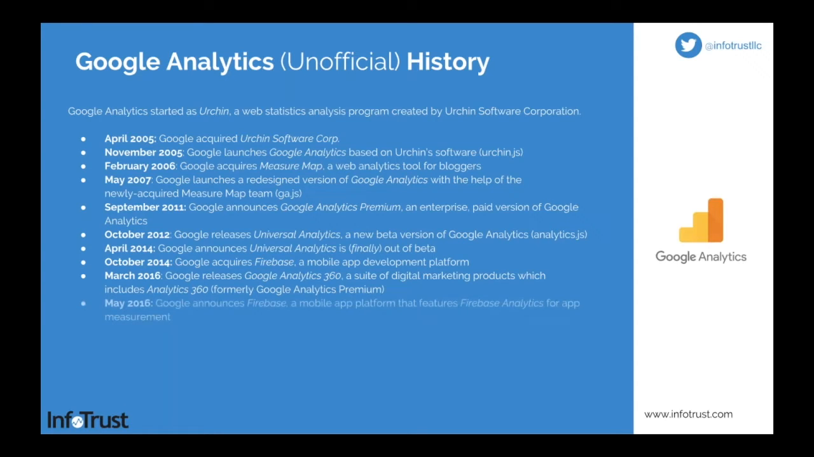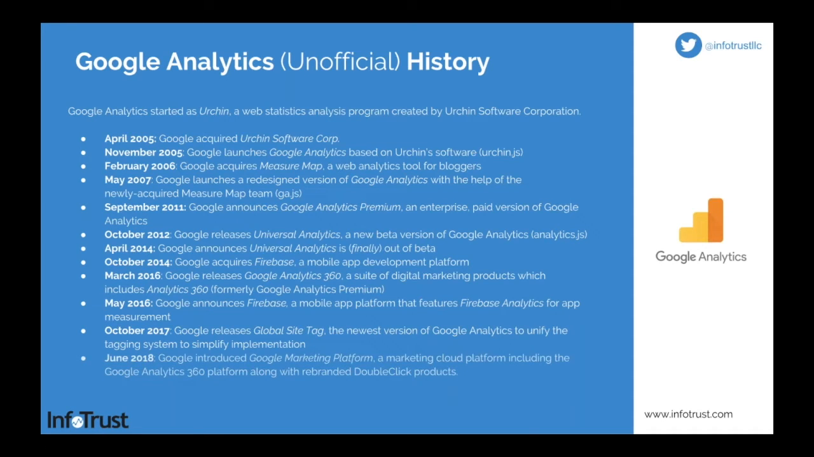Google announced in May of 2016 Firebase, which they basically revamped and turned into their mobile app platform, and that features Firebase Analytics for app measurement. In October of 2017, Google released Global Site Tag, which a lot of you might know now, because you'll probably see this if you're trying to create a new Google Analytics property. That is their newest version of Google Analytics to unify the tagging system and simplify their implementation.